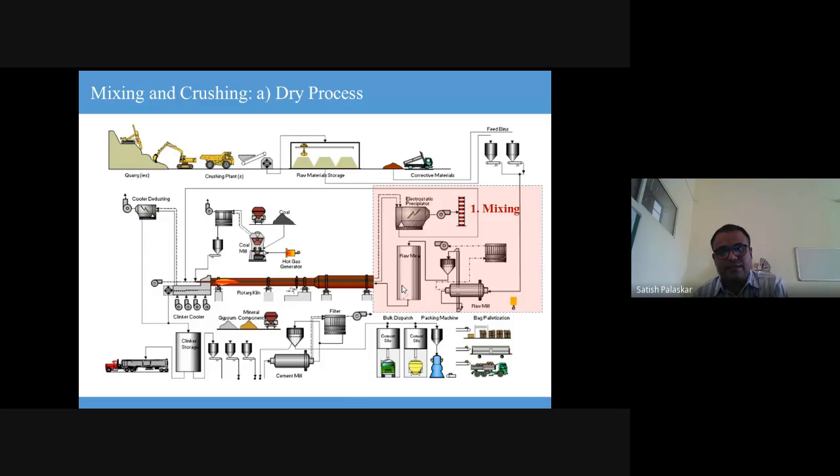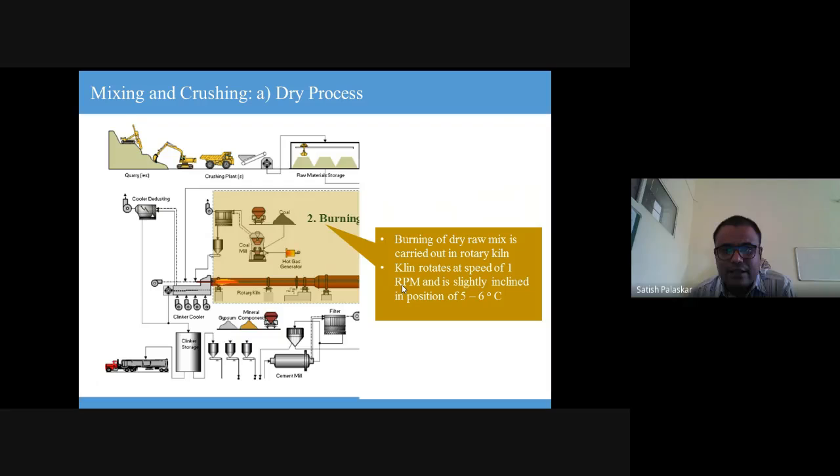Once mixing is done, that is for the dry process, as mentioned in the slide. After mixing, it goes to burning in a rotary kiln. Burning of the dry raw mix is carried out in the rotary kiln. That kiln rotates at a speed of 1 revolution per minute, and the kiln is slightly inclined. Though in this diagram you will see the kiln in a horizontal position, it is slightly inclined, at 5 to 6 degrees with the horizontal.